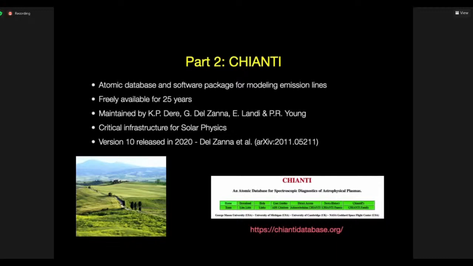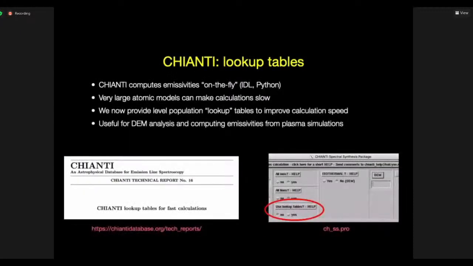It's not only used for spectroscopy, but also for predicting line emission from 3D plasma codes and for helping instrument teams with count rate predictions, for example, or calibration work. Version 10 of CHIANTI was released just last year, and the paper is in press. Okay, I'll briefly describe two new features of CHIANTI that came out with version 10.